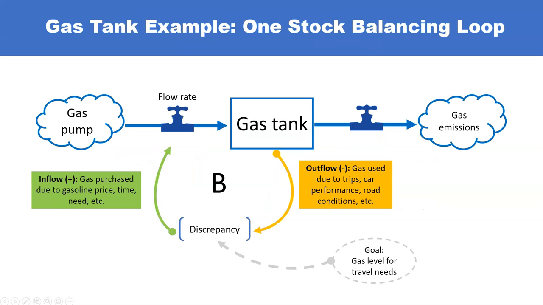Let me give you an example, the gas tank example, and this is the one-stock balancing loop to further discuss what a balancing loop might look like, and also the value of labeling your diagrams so that you can be clear to the user about what it is that you want to communicate. So in this case, we're still using the cloud to denote that the gas came from somewhere, and we are not discussing this right now. We're just acknowledging that it exists.